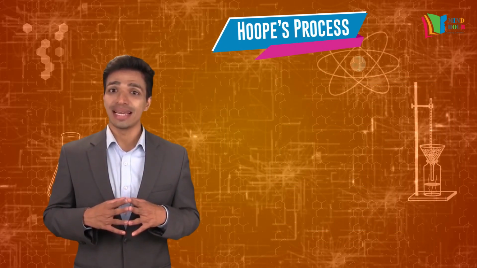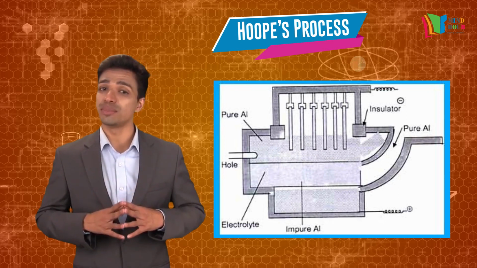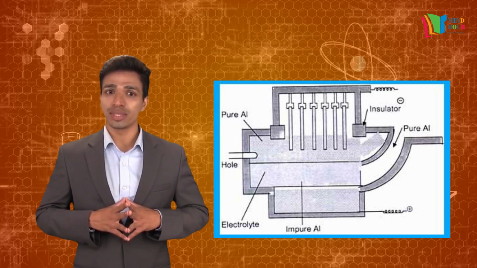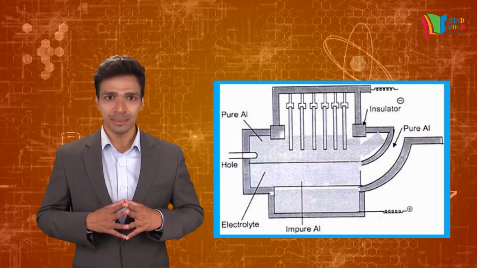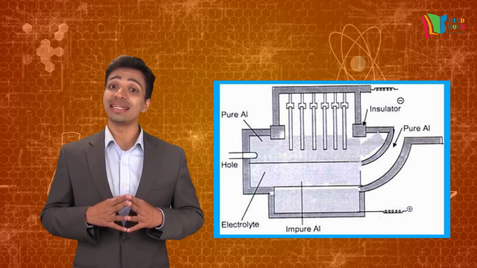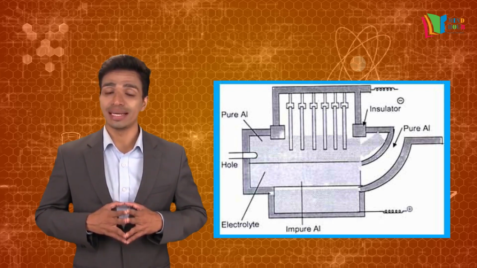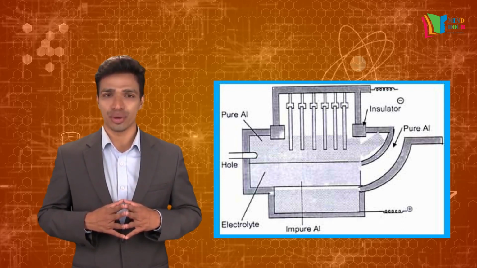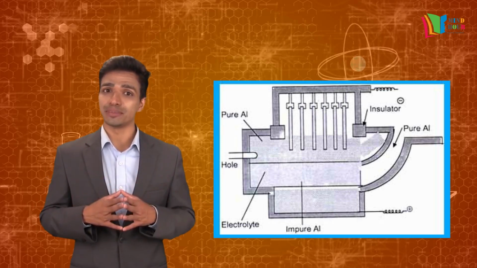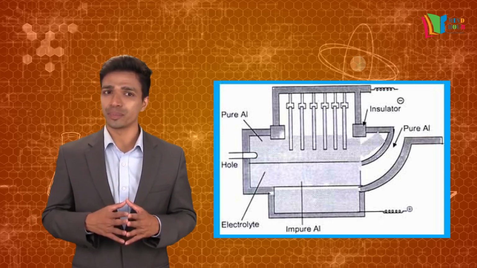In Hoope's process, electropositive aluminium is refined in a tank with 3 immiscible layers. The upper layer is pure molten aluminium with a carbon electrode immersed into it, which functions as the cathode. The middle layer is an electrolyte, which is a mixture of cryolite, barium fluoride, aluminium fluoride, and calcium fluoride. The bottom layer is impure aluminium. The tank has a lining of carbon which acts as an anode.